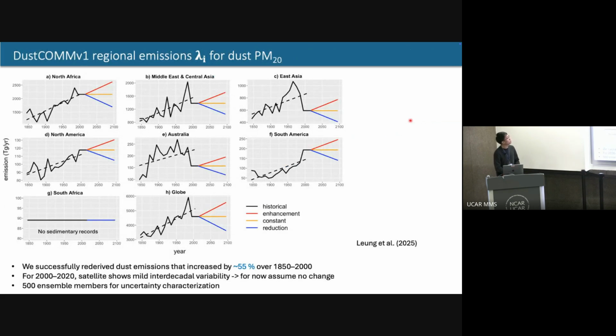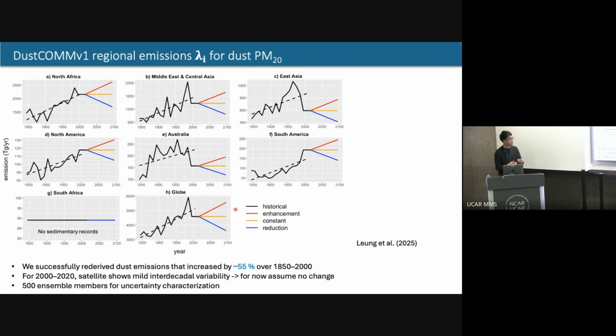I'm showing you the inversion results here. These are basically the inversion results of the 7 lambda regional dust emission time series. So you see dust emissions over North Africa, dust emissions over the Middle East, and so on. Each of them has different increasing rates, but mostly you see an overall increase. If you sum them up to a global total, that's the global dust emission historically here, we successfully re-derived dust emission that increased by about 50% in the historical period.